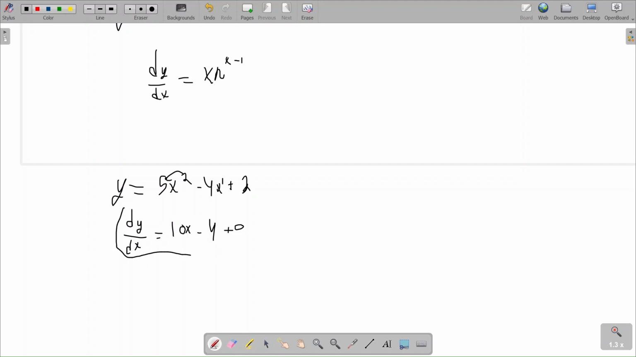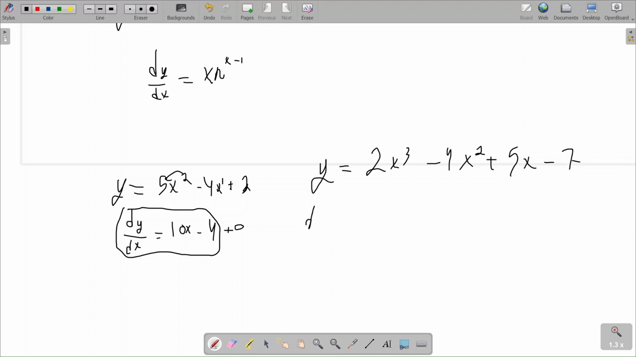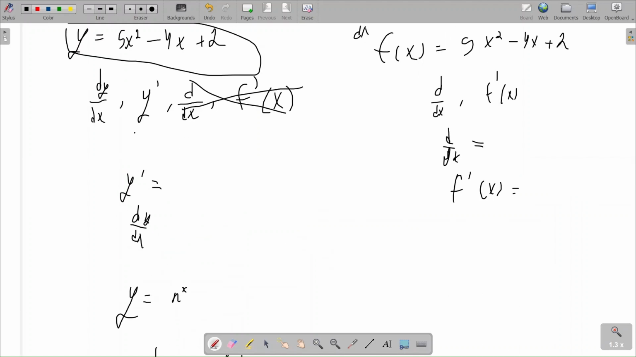Now we'll do another example. y equals 2x cubed minus 4x squared plus 5x minus 7. So now dy by dx, or y prime, is this.